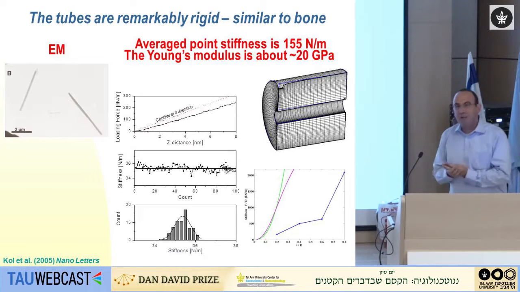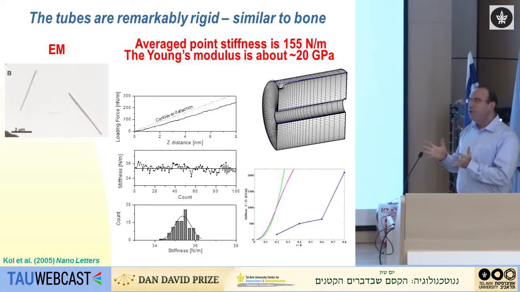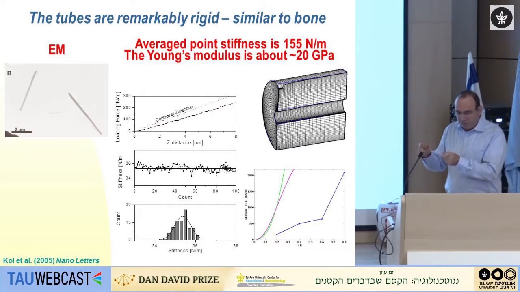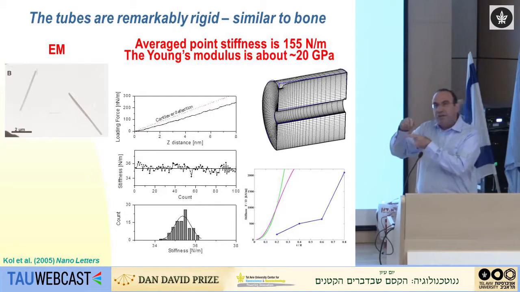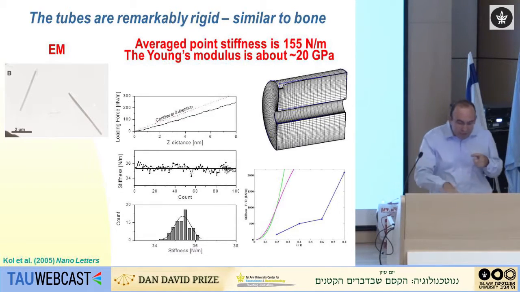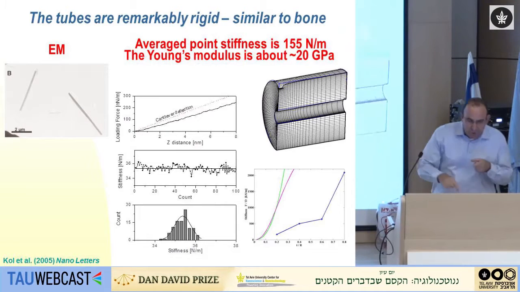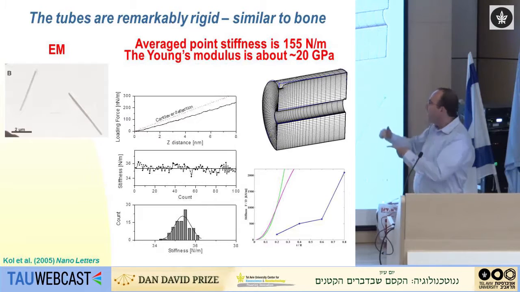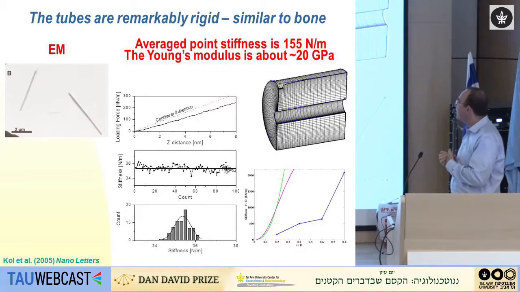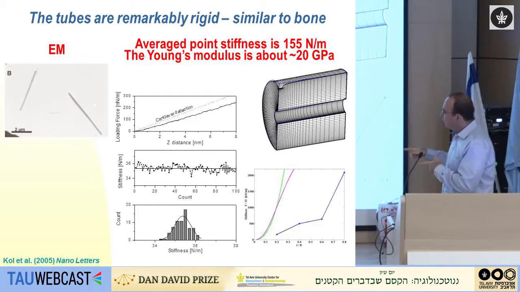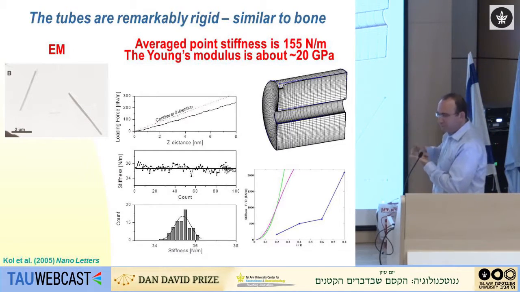Now for the physical properties. We knew quite from the beginning that these are very rigid structures. But in order to really determine the mechanical rigidity, we had to use AFM. So we used AFM indentation. You apply force with the AFM tip on the structures, measure the point stiffness, and calculate the Young's modulus. So we could calculate Young's modulus for these self-assembled structures built by non-covalent bonds from dipeptide.